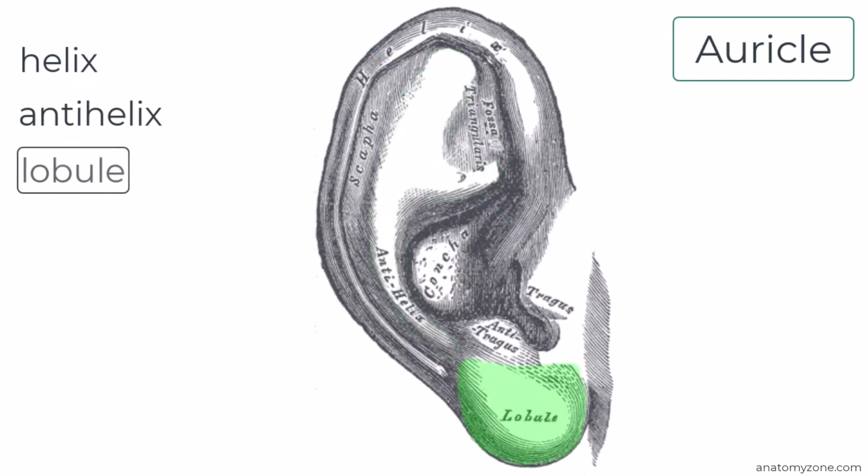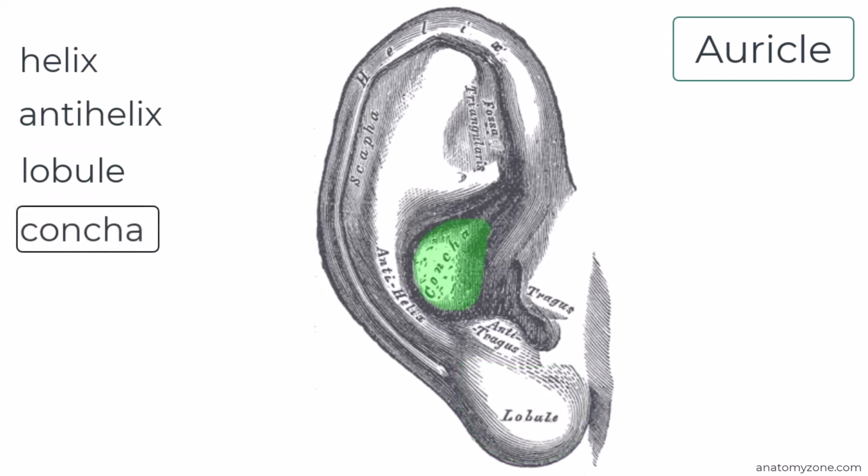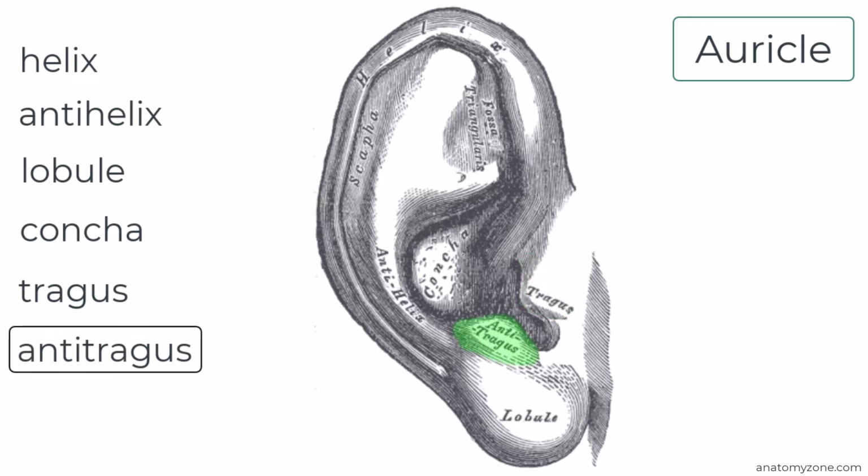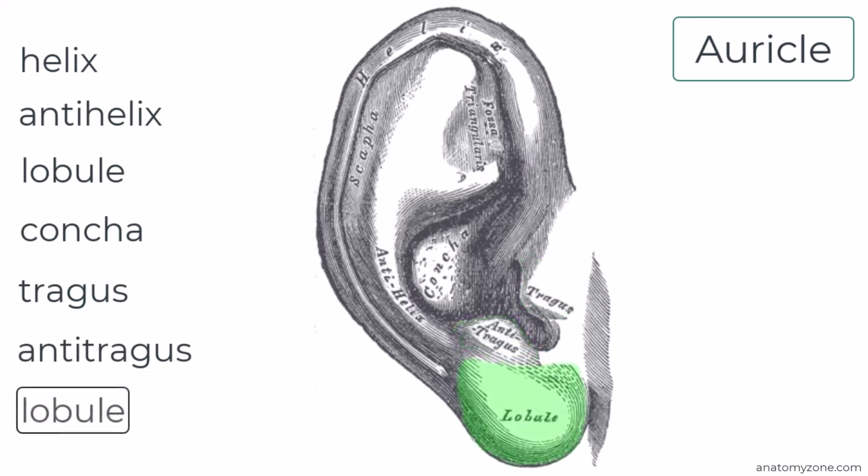The lobule is this fleshy, non-cartilaginous part which forms the inferior part of the auricle, and this is what's known as your earlobe. The concha is found at the centre of the auricle, and the external auditory meatus forms medially from here. This here is the tragus, which is seen anterior to the external auditory meatus, and then on the opposite side we have the antitragus, superior to the fleshy lobule.